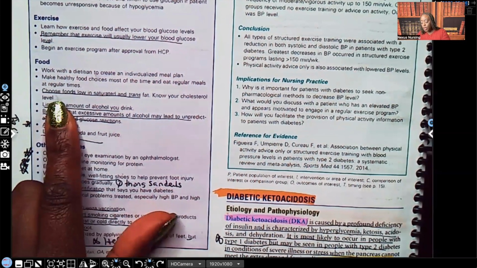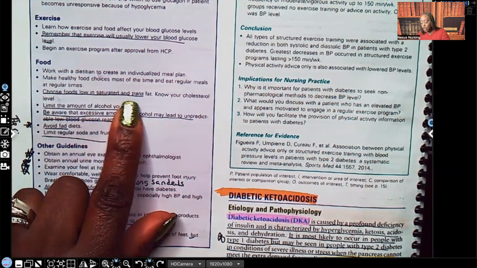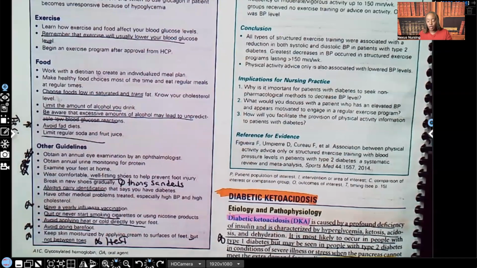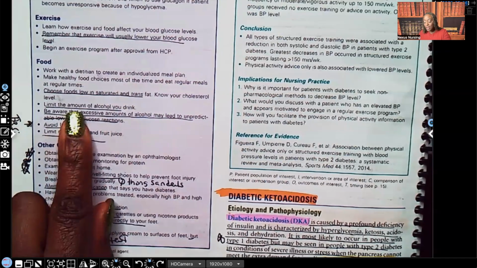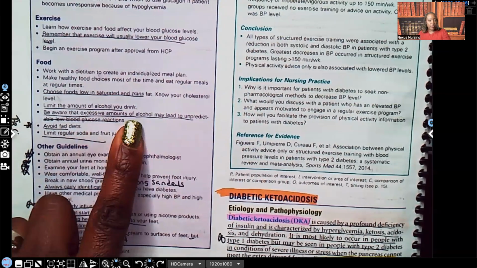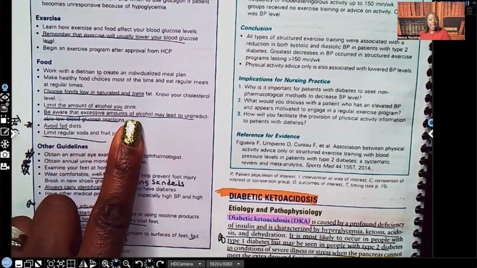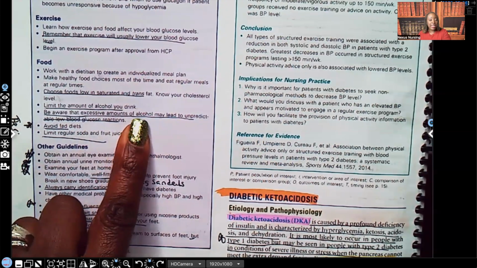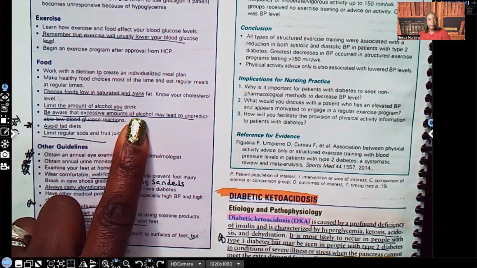Food: choose foods low in saturated and trans fat. Teach them to make sure that they know their cholesterol levels. Limit the amount of alcohol that you drink. Be aware that excessive amounts of alcohol, that's why we're telling them to limit it, can lead to unpredictable low blood glucose reactions.